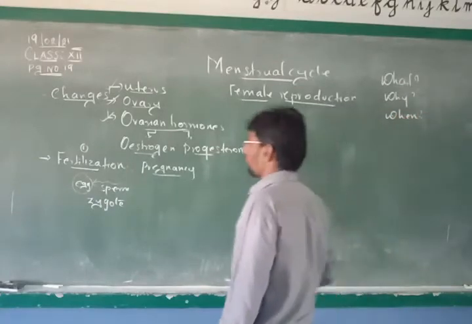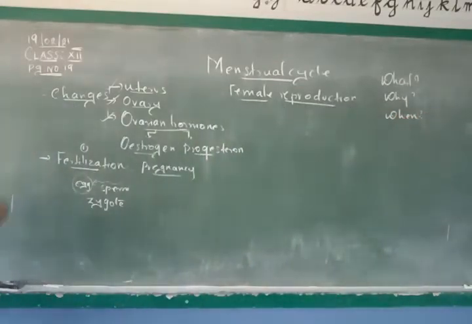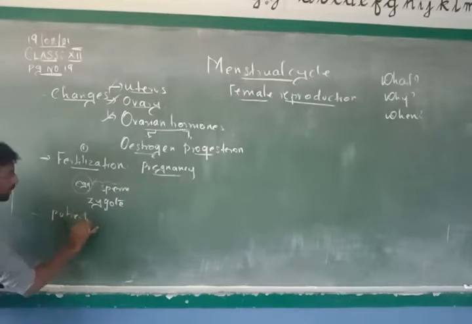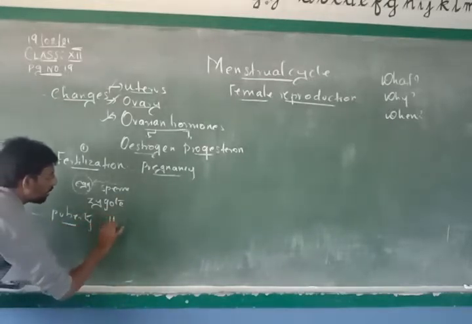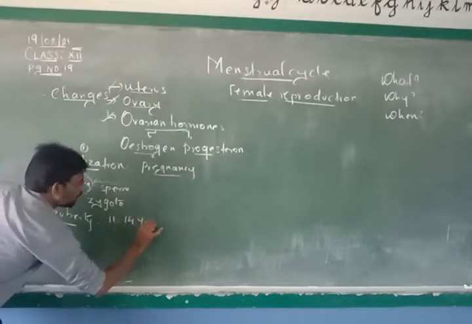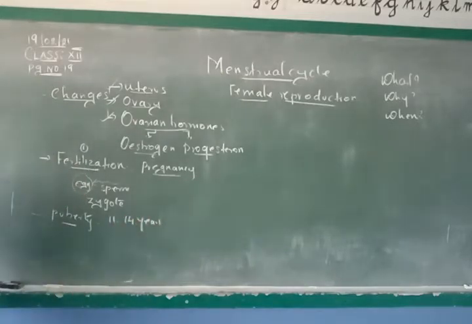When? Now, in females, this menstrual cycle takes place at the time of puberty. That is between 11 to 14 years. So when is puberty? Between 11 to 14 years. Clear? Got this one? Right.